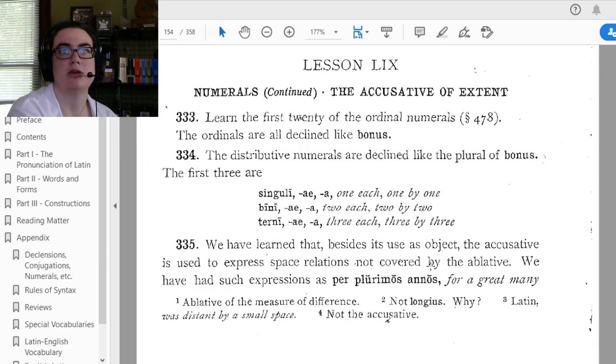So study those. Next time we'll finish up words and forms. And then go to constructions, which actually includes more forms because we still have to learn the subjunctive verb, which is all constructions. But yay, we're getting close. We're in lesson, what is that? 59. So we're making real progress.